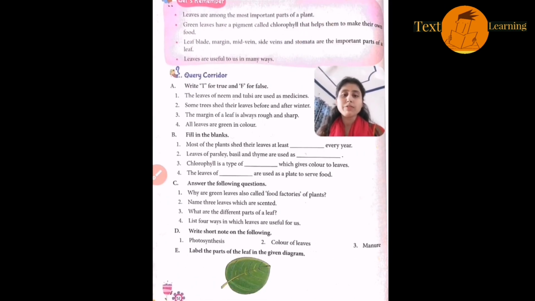Okay, let's remember the full chapter. First point is leaves are among the most important parts of a plant. Second is green leaves have a pigment called chlorophyll that helps them to make their own food. Okay, third is leaf plate, margin, midvein, sidevein, and stomata are some important parts of a leaf. Okay, leaves are useful in many ways. Okay students, now I have explained the full chapter. Still if you have any doubt, you can ask me.